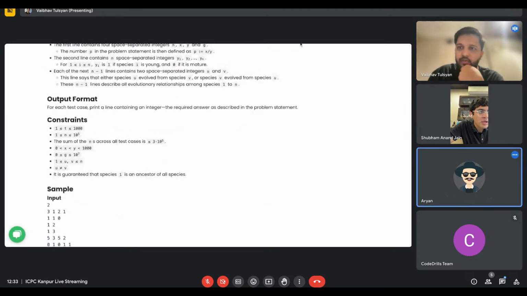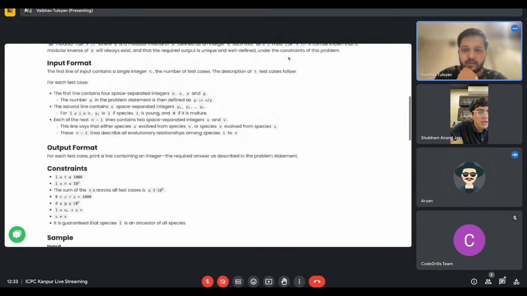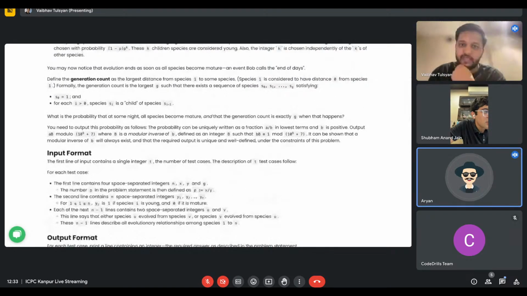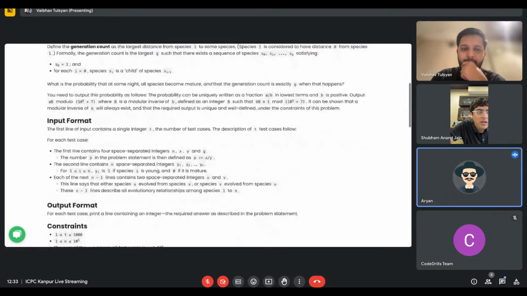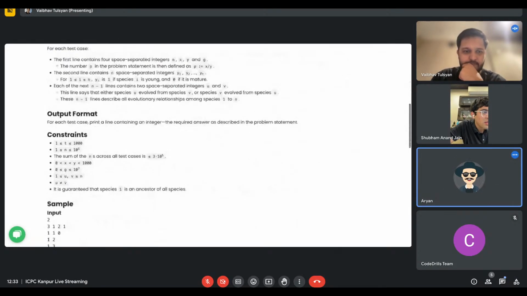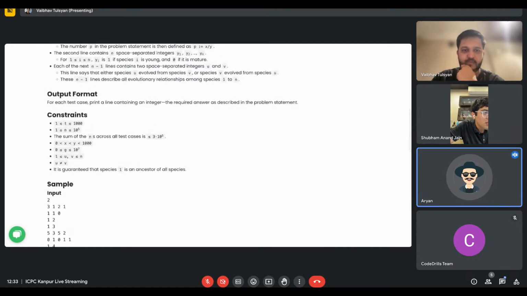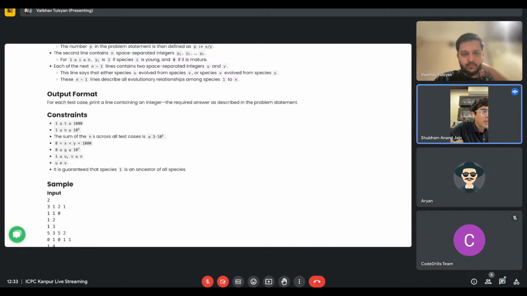Interesting. And a node can have at most 3 children, right? Sorry, K children. It can be up to infinity, there is no limit over that. Okay. What we are given is that there is some probability and it decreases exponentially. And G is between 1 and 10 to the 7. The output format is a probability.